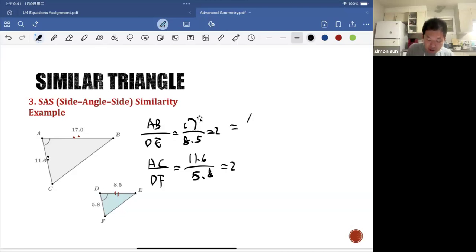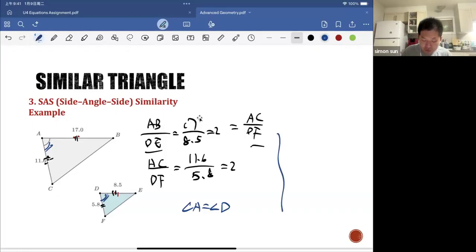Now we put them together. These two are the same. Now we already have two corresponding side ratios are the same. The only one thing we need is the included angles are the same. So angle A is equal to angle D. So we actually prove based on the SAS. We put the A, the angle between the two S, to make you understand this angle is not a random angle, it's the included angle. We actually prove the triangle ABC is similar to triangle DEF.